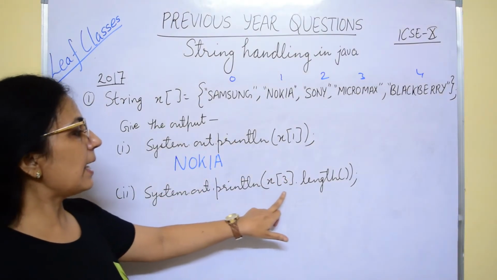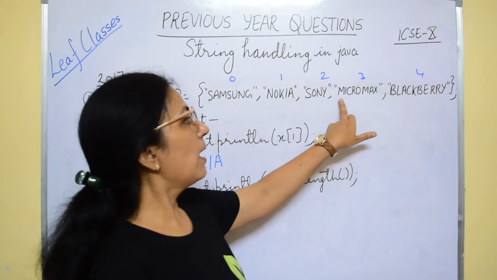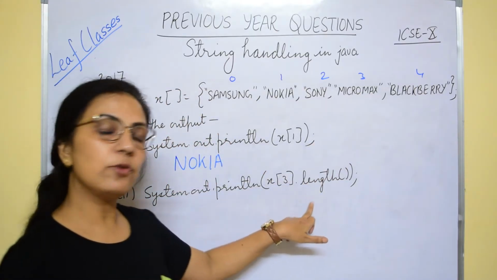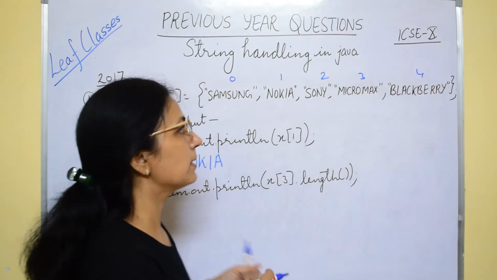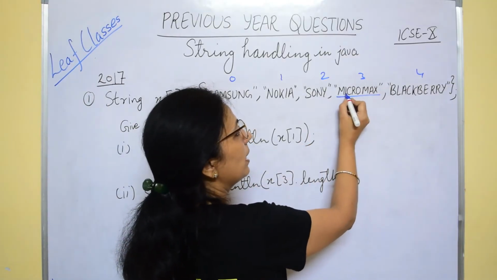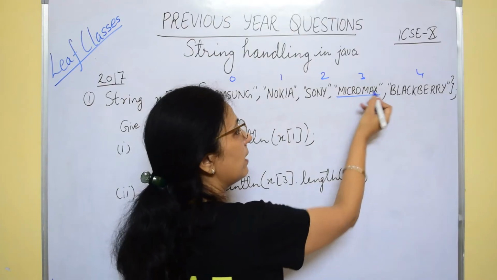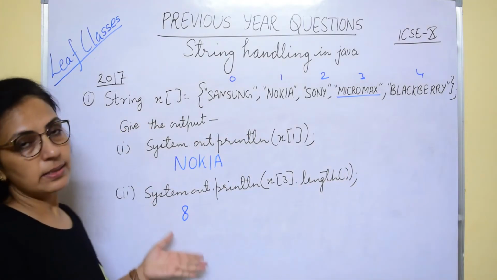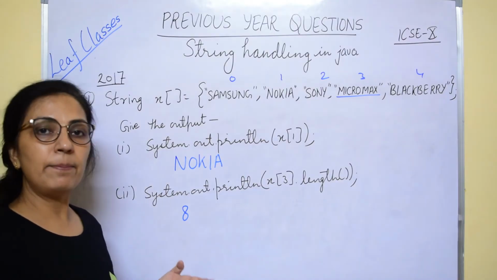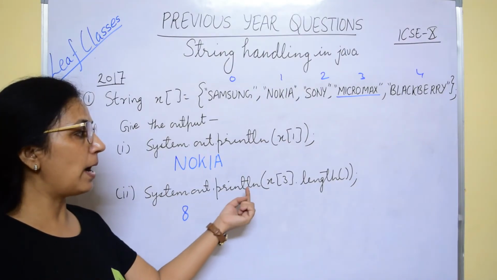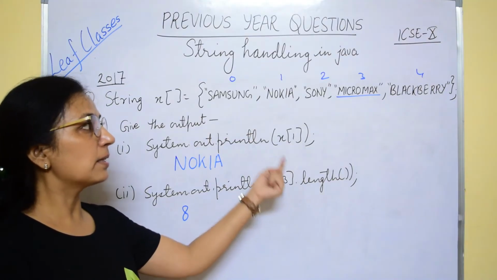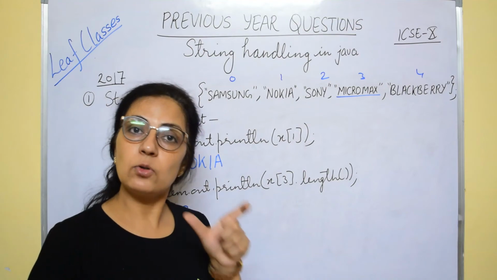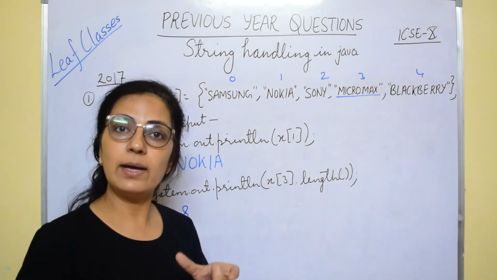The next is X3. What is X3? This is micromax, and it is X3 dot length. Now we have to find the length of this micromax. So how many characters are there? 1, 2, 3, 4, 5, 6, 7, 8. So the output of this will be 8. Like this, the questions are asked in the exam. Please be a little more careful when you are writing X3 dot length. In that you will not start from 0. Length will give you the total number of characters of the given string.